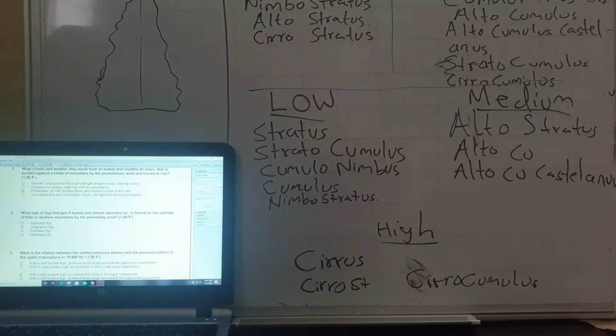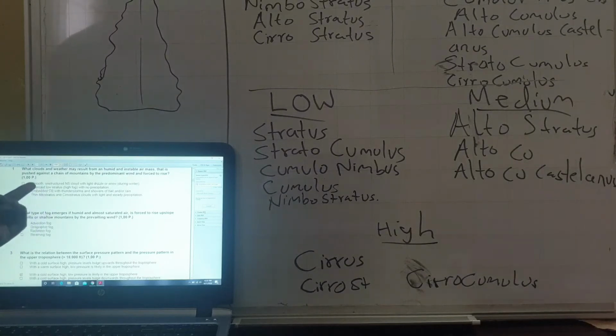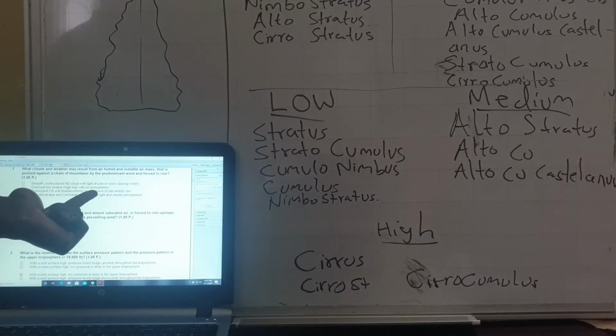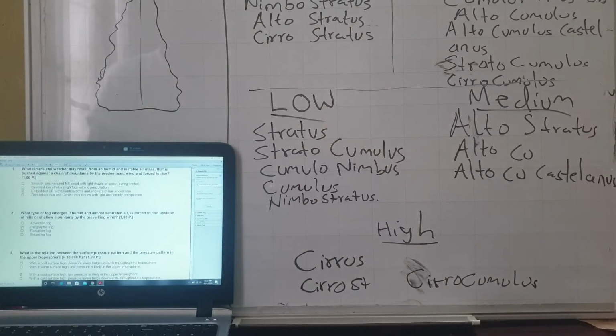The nimbus is due to it being humid. Nimbus is the rain-bearing cloud, and it's usually the dark part that you see. So the answer for question 1 is obviously embedded cumulonimbus cloud. CB is the abbreviation for cumulonimbus clouds with thunderstorms and showers of hail and or rain. Okay, so that's it for number 1.